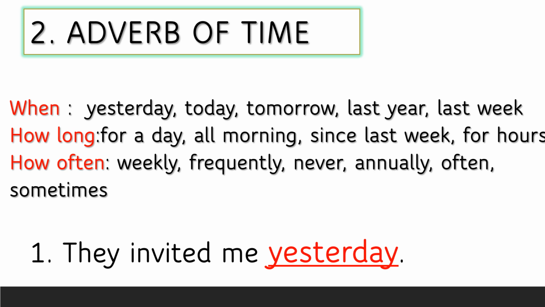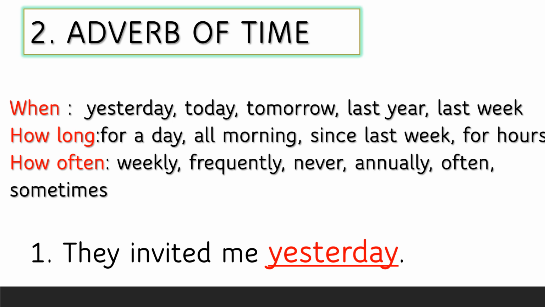First example is: They invited me yesterday. Yesterday tells us when the action of inviting occurred, as I said in the definition and as given in this box, that is, when. So they invited me yesterday. Yesterday tells us when the action of inviting occurred.